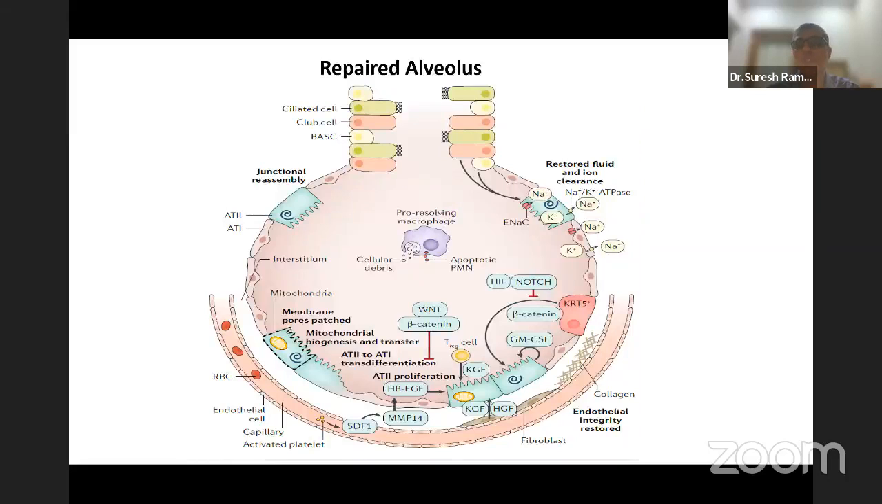And eventually, if you're lucky, you repair the alveolus and you get a normal alveolus, and then the alveolar macrophages take care of all the debris, and then you're back to normal. But occasionally you can end up with excessive deposition of collagen, as a result of which you can get into the fibroproliferative phase of ARDS. So that's what can happen.